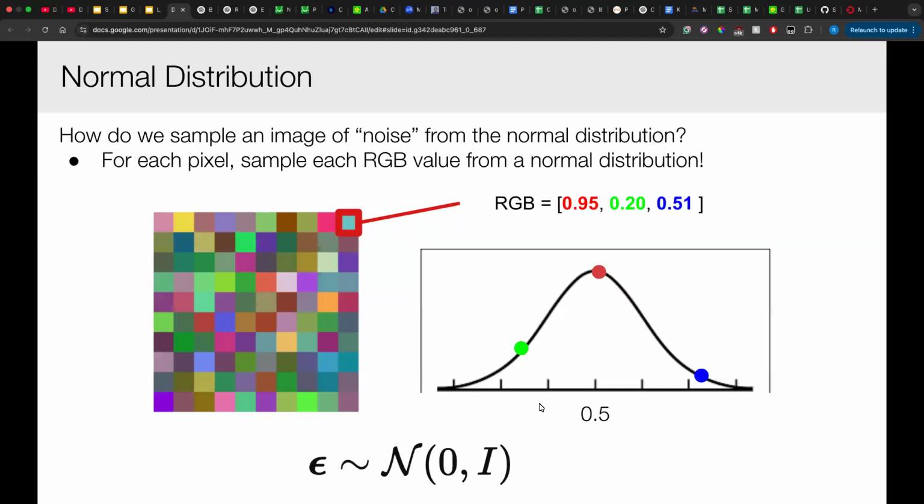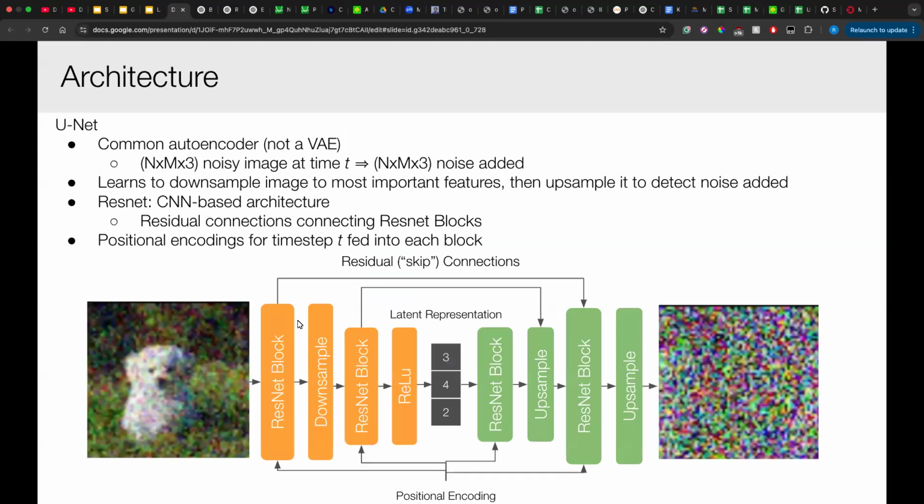Does that make sense? Whenever we have the notation of sampling epsilon from the normal distribution, we mean sampling an n by n by 3 image from noise, basically. So just remember that epsilon corresponds to a specific image of noise. Any questions about this? Because I'm going to be assuming you guys are good with this moving forward. Okay, perfect.